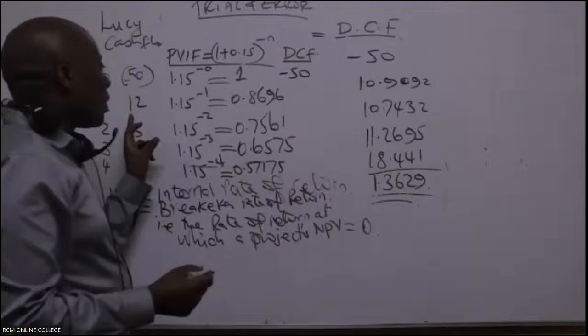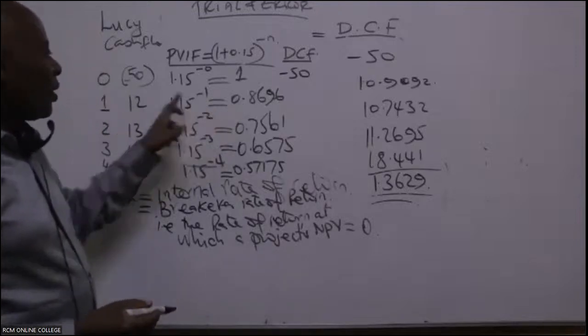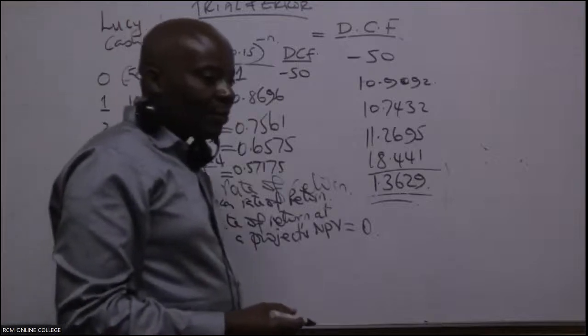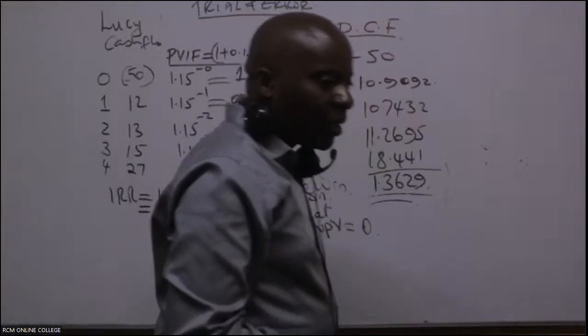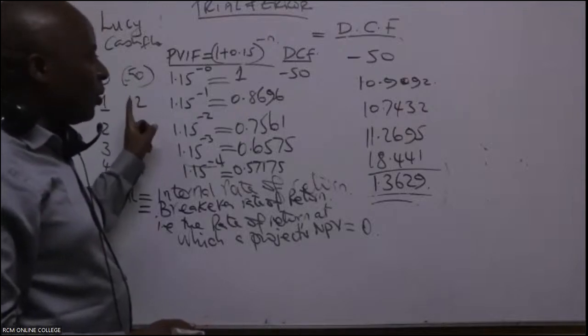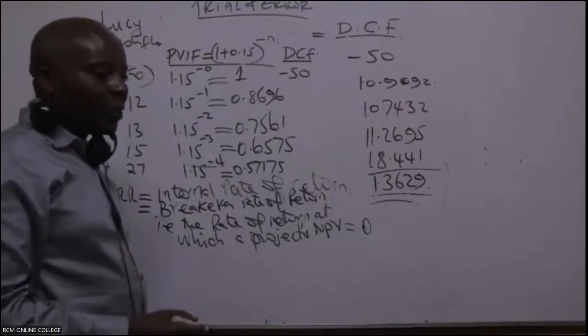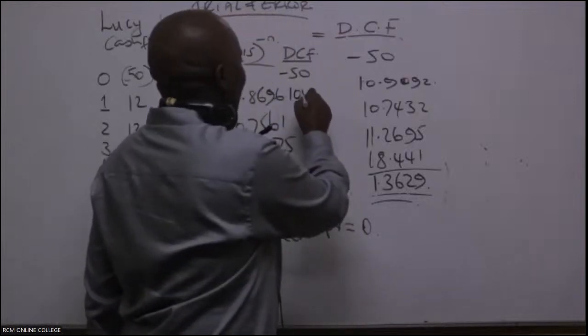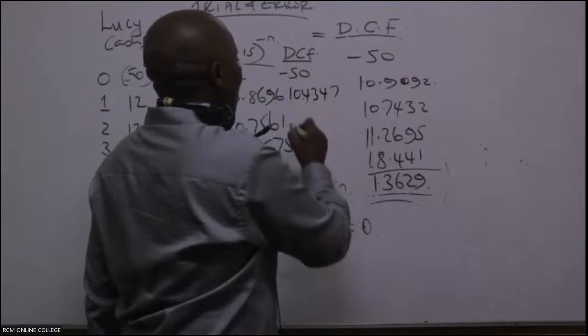How about the second one? The second one will be 12 times this. Please give me an answer. 12 times that. How I wish everybody was now giving me answers. 4 decimal places still. We have Betty: 10.4347.